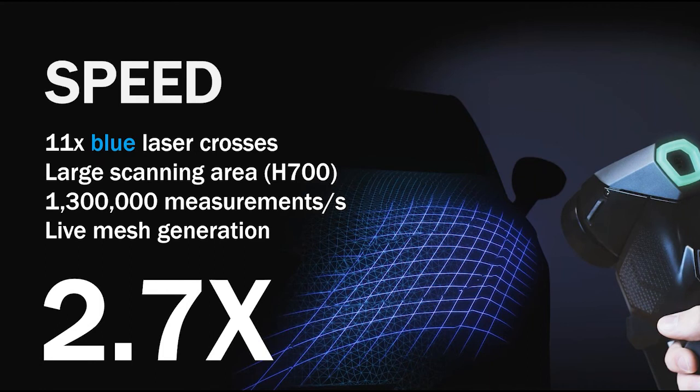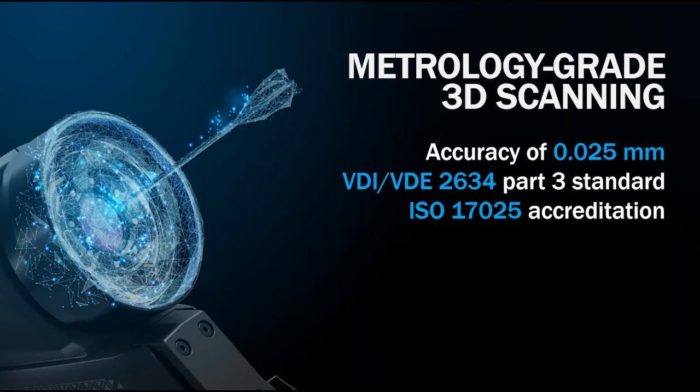So let's start with the speed. So we have now 11 blue laser crosses with a large scanning area. New blue laser technology combined with new optics will allow the system to collect 2.7 times more measurements per second, reaching 1.3 million measurements per second. And also the HandyScan Black has the live mesh generation. So yes, with Creaform scanners, we generate STL files right away after scanning. So the output of our scanner are STL files.